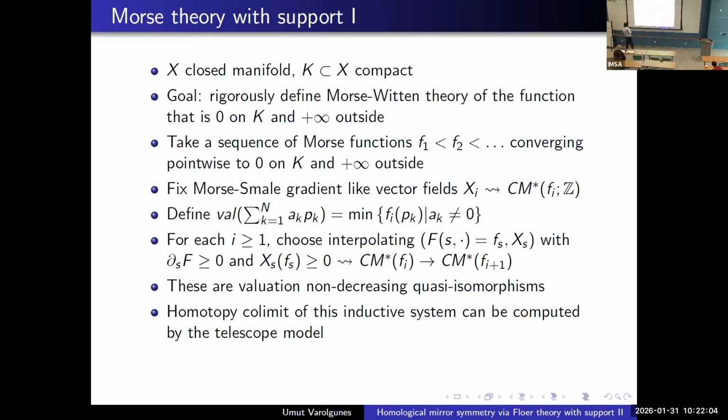Now I have this diagram, the Morse complex of the first function, second function, and the map between them, the second function, third function, map between them, and so on. I can take the homotopy colimit of this inductive system, and I can just use an explicit model like the telescope, but any model is fine. And then the key point is that after I do this, I get some infinite dimensional complex, and I degree-wise complete this with respect to the valuation that I defined. Okay. So this is very important. I have to complete.